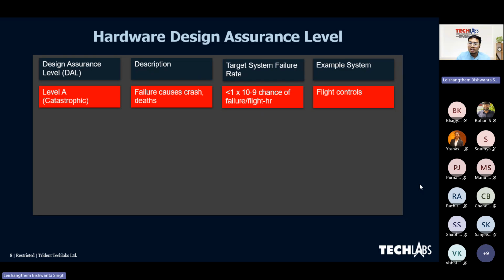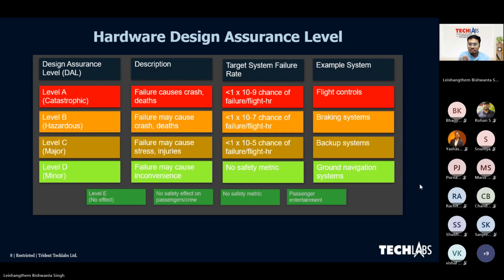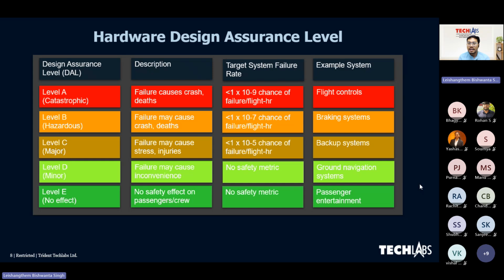So level A is the most critical of all the DAL levels, where the failure is catastrophic, down to level E, with no safety effects, passenger entertainment systems, for example. So higher DAL level means higher criticality. From here, we can see that the color schemes are also different: level A, level B, level C, level D, and level E.